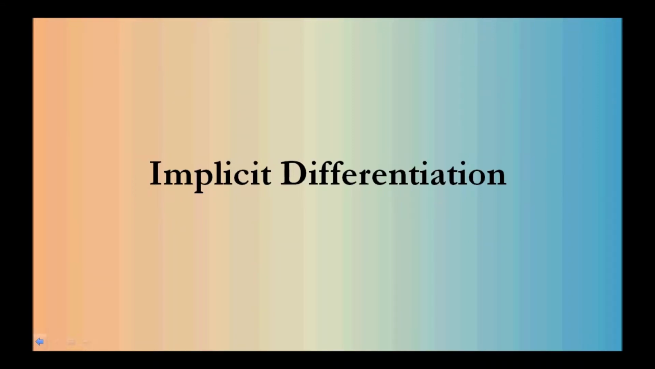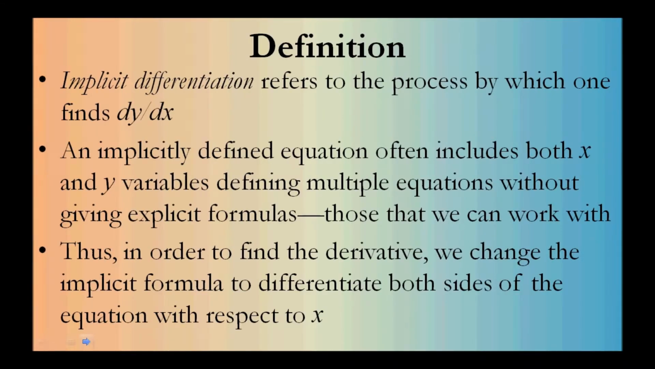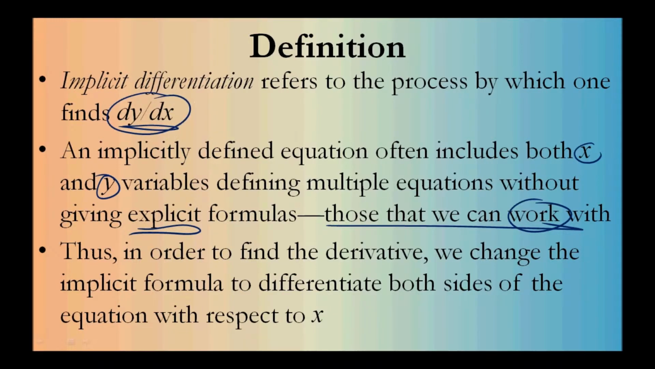Implicit differentiation. Implicit differentiation refers to the process by which one finds dy/dx. So we're finding the derivative. An implicitly defined equation often includes both x and y variables, defining multiple equations without giving explicit formulas. So we need explicit formulas so we can work with them to find dy/dx, the derivative.